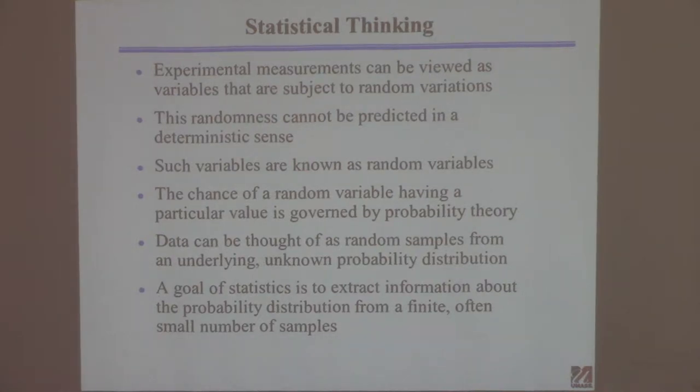So, like I alluded to, the chance of a variable having a particular value is governed by something I'm introducing today, which is probability theory. And you guys have all seen what I call the Gaussian distribution, or the normal distribution, or the bell-shaped curve, right? And that's going to play a big part in the analysis that we do, because people use that a lot. So one way to think about doing experiments is that you're taking samples from a distribution, right?